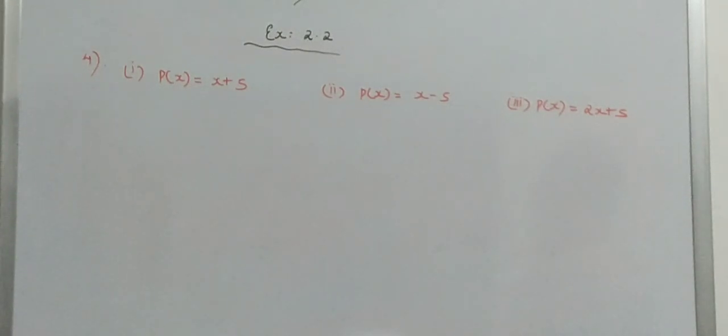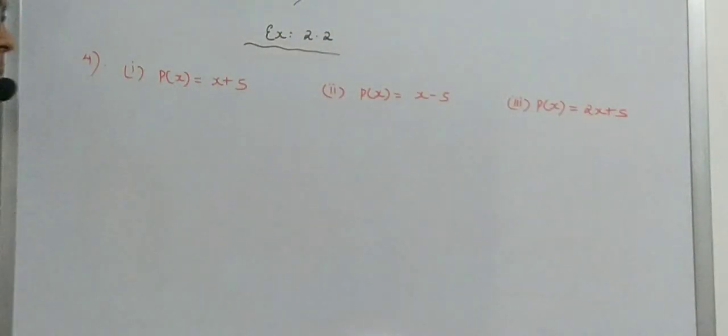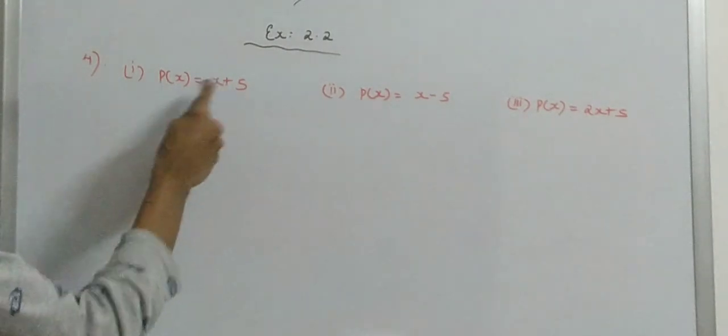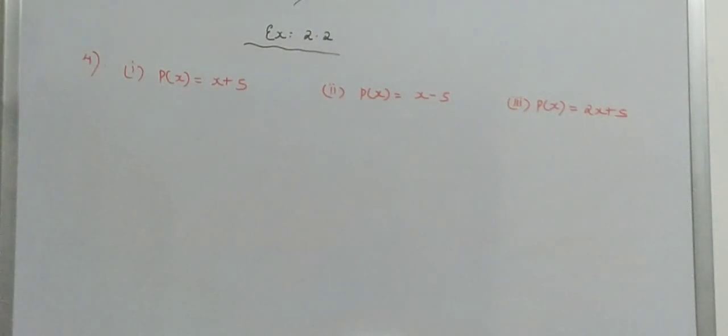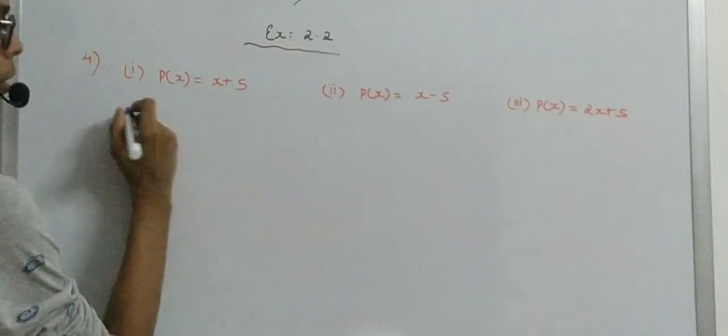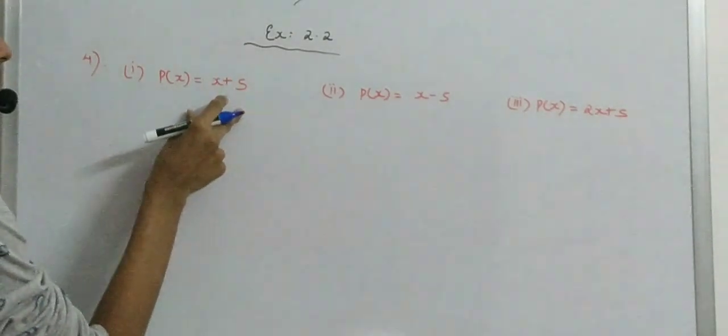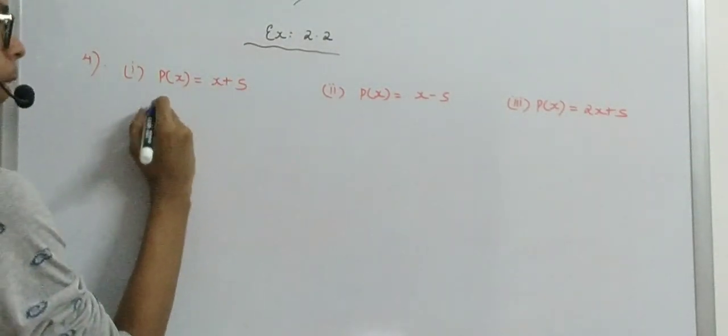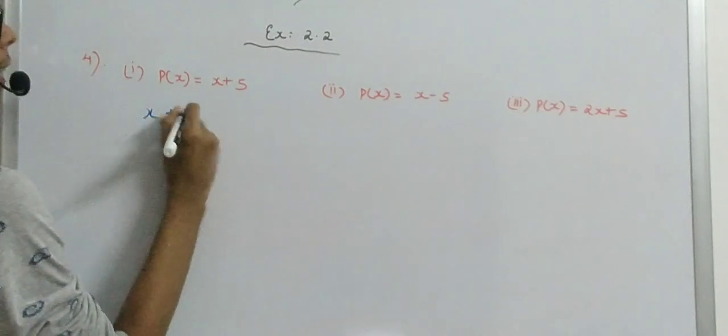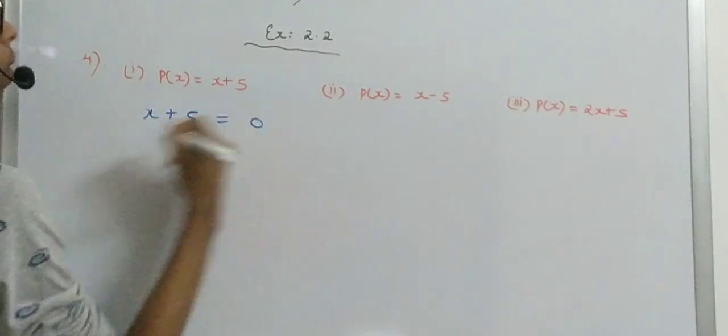The question is, find the 0 of the polynomial in each of the following cases. Okay, so the first one is P of x is equal to x plus 5. So we know a method to find it. First of all, if it is the 0 of the polynomial, equate it to 0. So I can write x plus 5 is equal to 0.